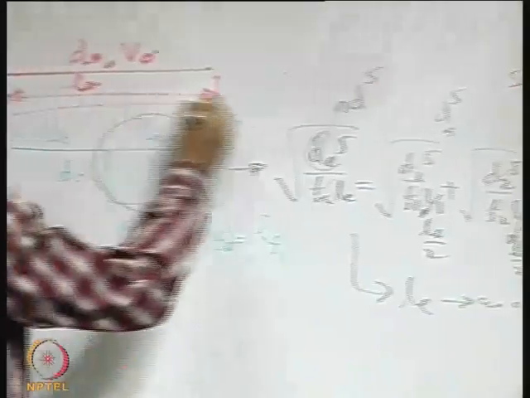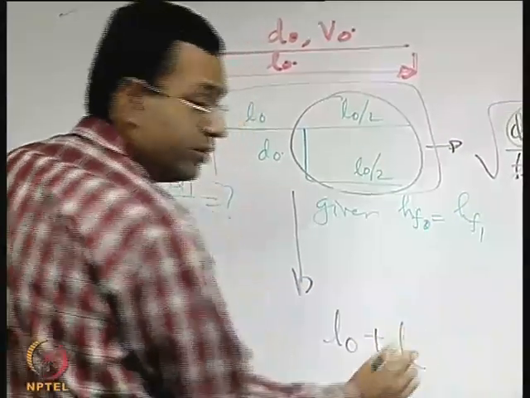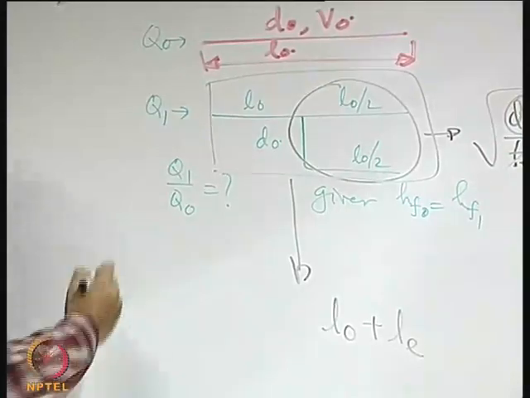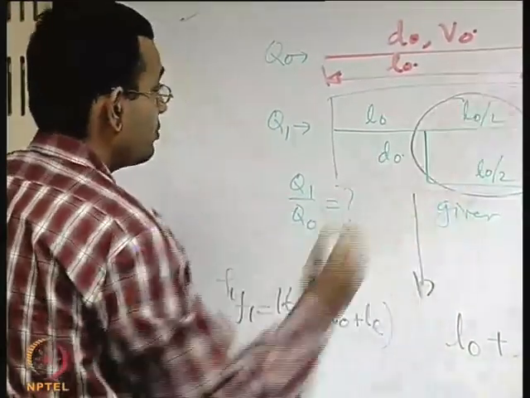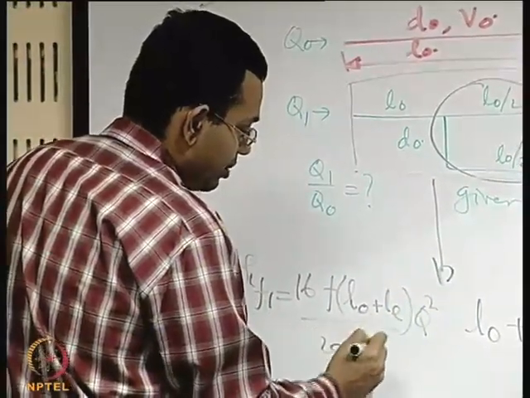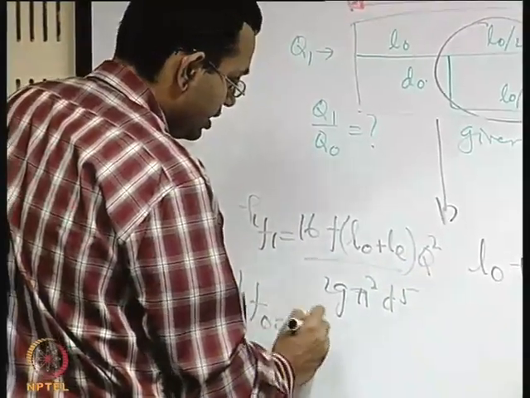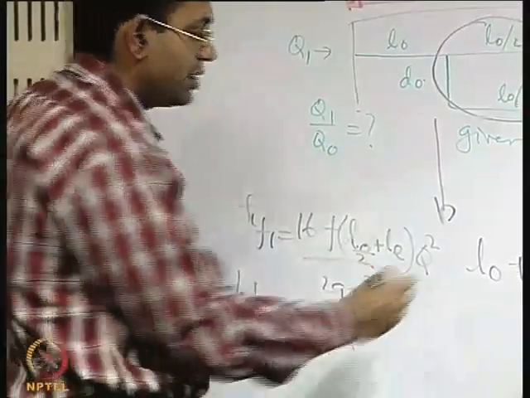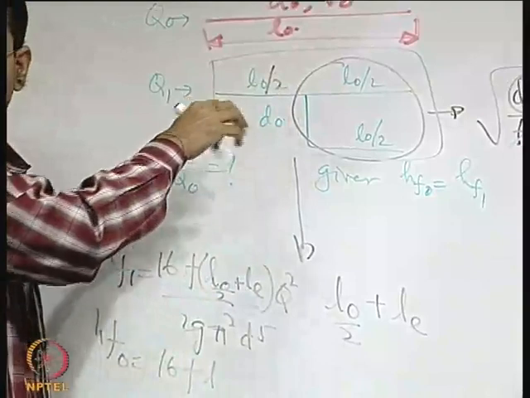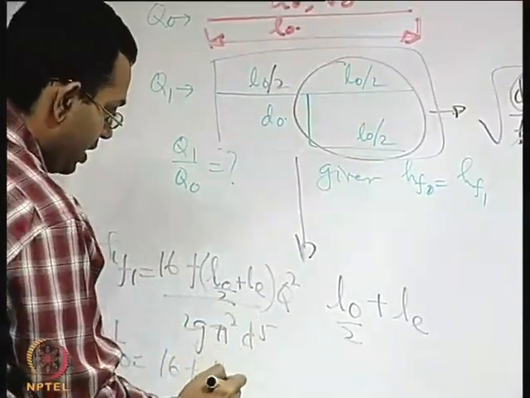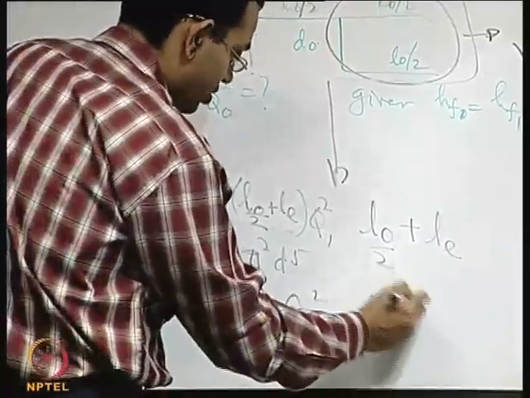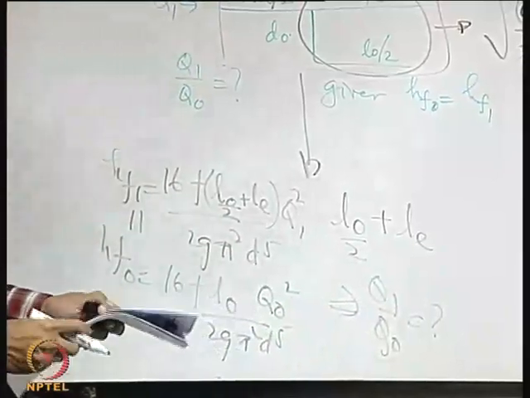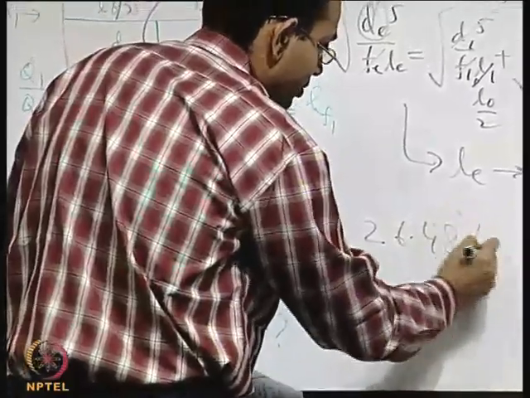So the entire pipe is as if replaced by a pipe of length L0 by 2 plus L equivalent. You have HF1 equal to 16 F, L0 by 2 plus L equivalent, into Q1 square by 2G pi square D to the power 5, and HF0 is 16 F L0 Q0 square by 2G pi square D to the power 5. Since these two are equal, you can find Q1 by Q0. The answer is that the increment is 26.48%. So this is just a very simple equivalent pipe system analysis.